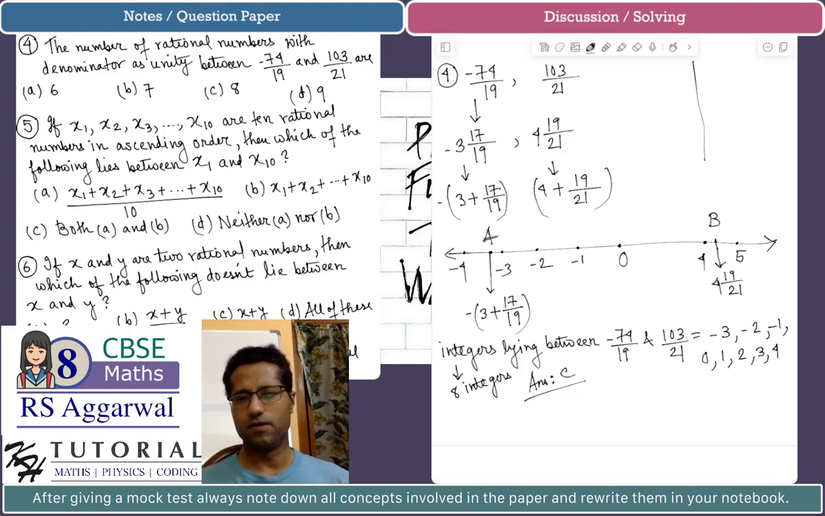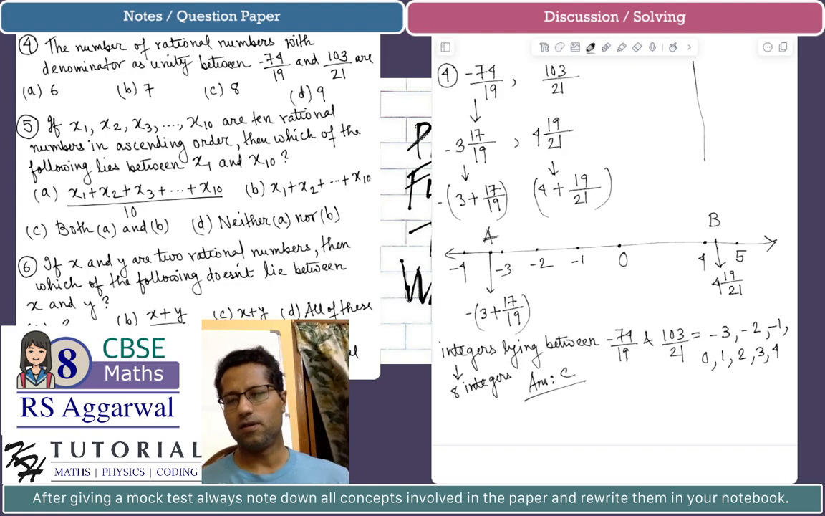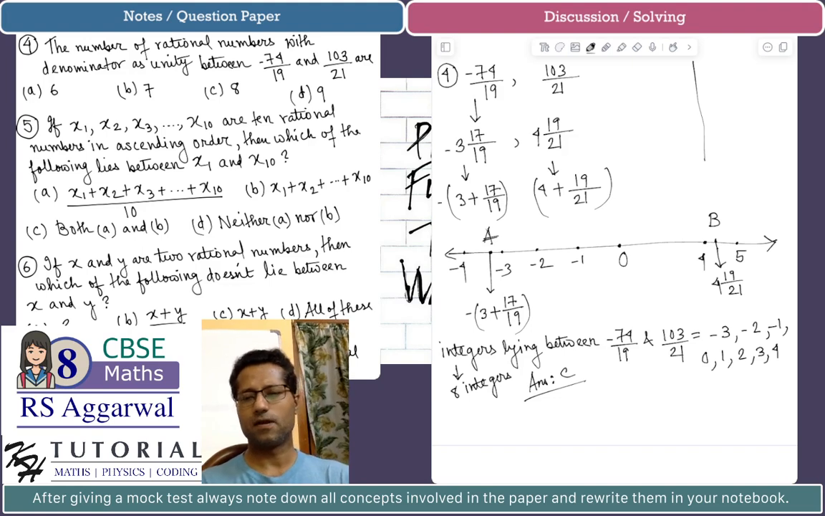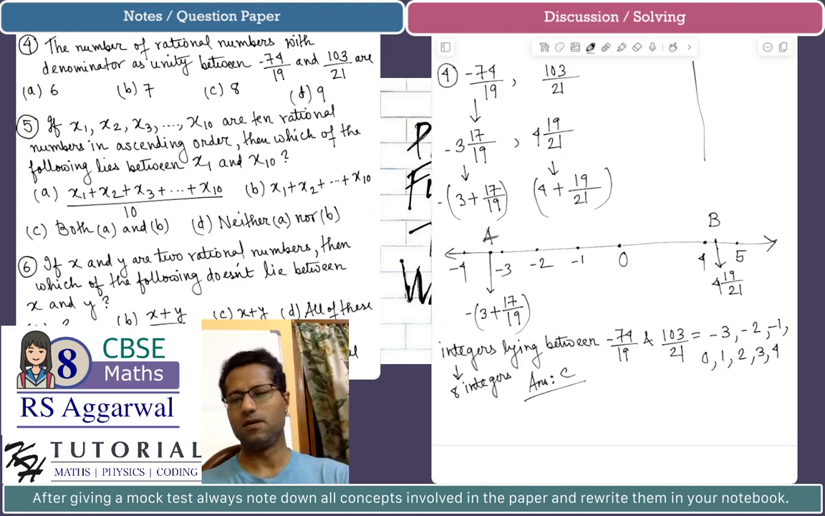Similarly, the given number 103 by 21, when we have converted it to a mixed fraction, is 4 plus 19 by 21, and we know that 19 by 21 is a proper fraction. We know that the value of 4 plus 19 by 21 will be greater than 4 but less than 5. So we can approximately see that this rational number will lie between 4 and 5. And then it is very clear what the possible integers lying between the two given rational numbers are.